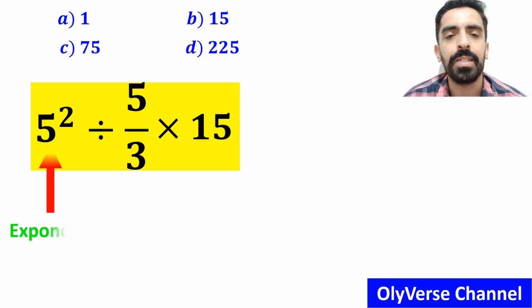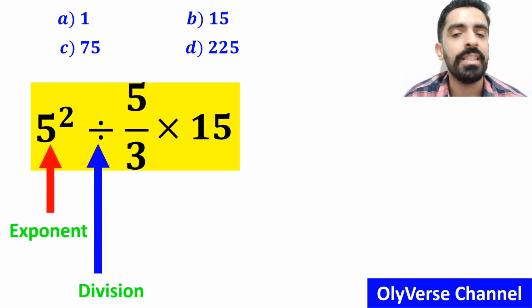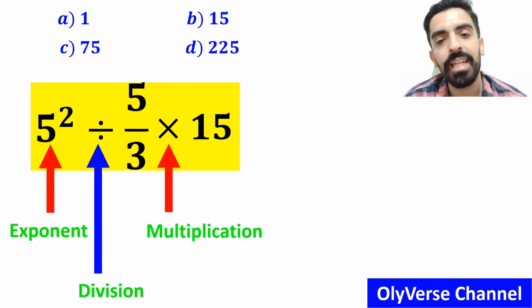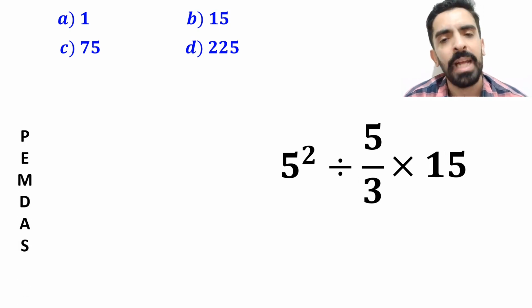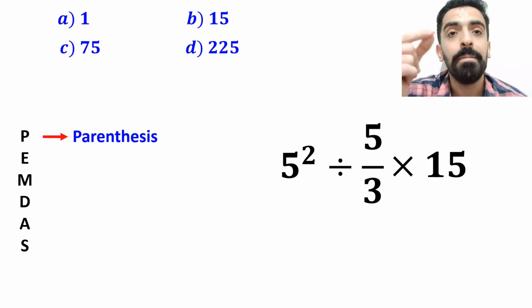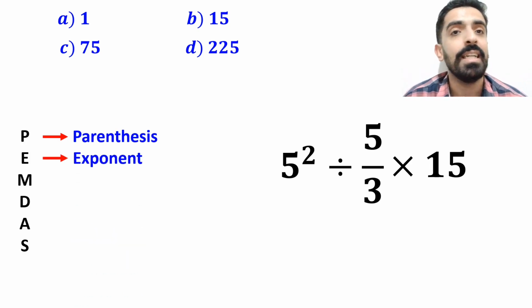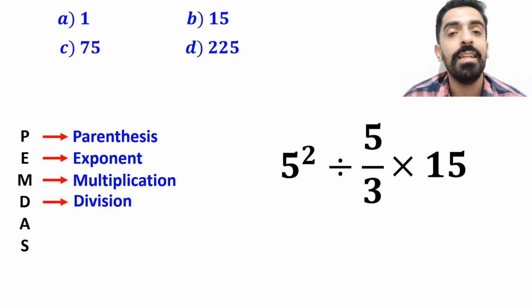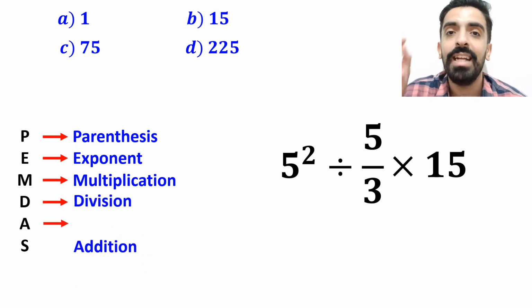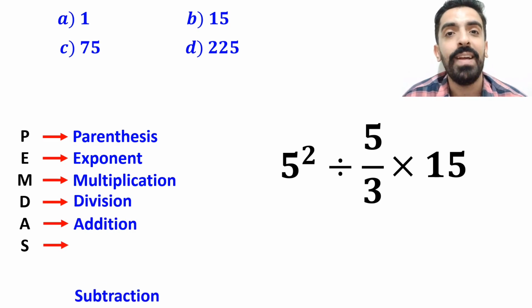As you can see on the screen, in this expression, first we have an exponent, then a division sign, and finally a multiplication. To solve this question, we must follow the PEMDAS rule. In this rule, P stands for parentheses, E stands for exponent, M stands for multiplication, D stands for division, A stands for addition, and S stands for subtraction.